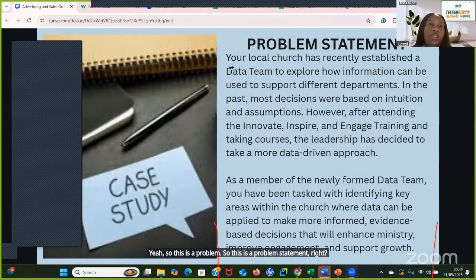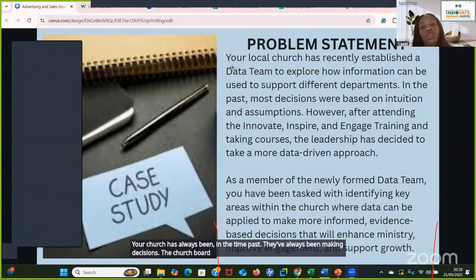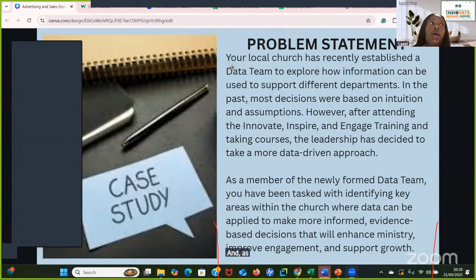Your church has always, in the time past, been making decisions. The church board has been making decisions based on intuition and assumptions. You're going for camp meeting because every year the camp meeting turnout is always very high. You prepare for a particular year, and after maybe 2 or 3 years, you notice that the camp meeting turnout is not as high as it used to be.